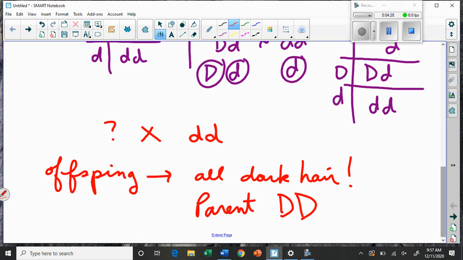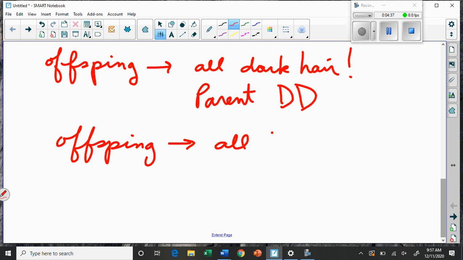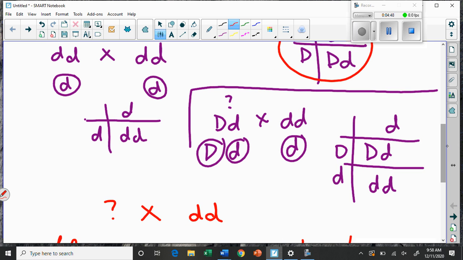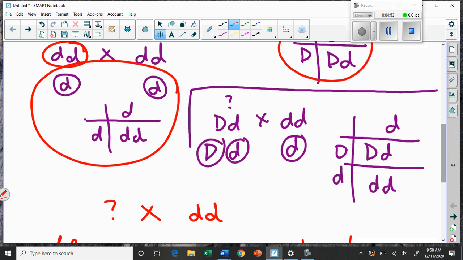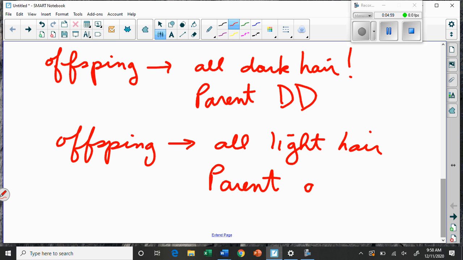Then, if we imagine that we look at the offspring, and instead of being all dark-haired, they are all light-haired, then we know that the parent would have to be, we go back to our three tests, it would have to be this situation over here. The parent would have to be homozygous recessive as well, both the parent and the test cross individual. The parent is small d.